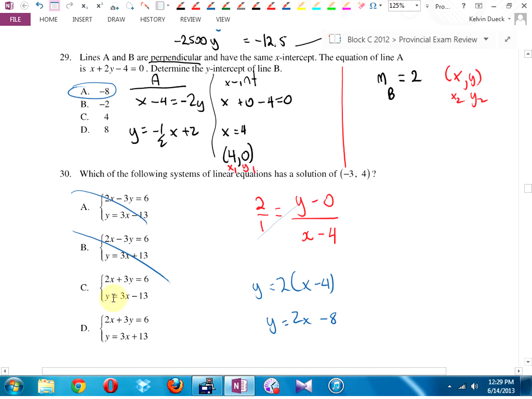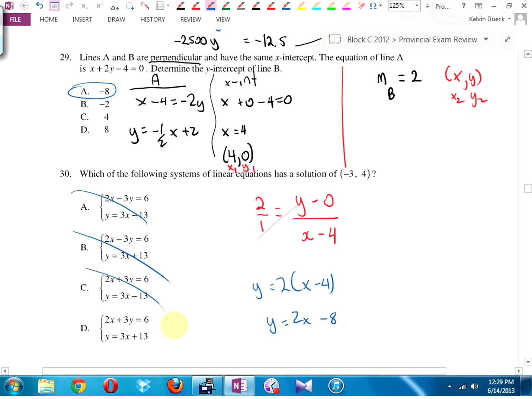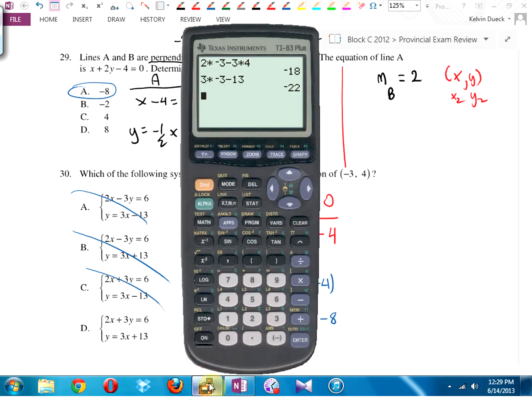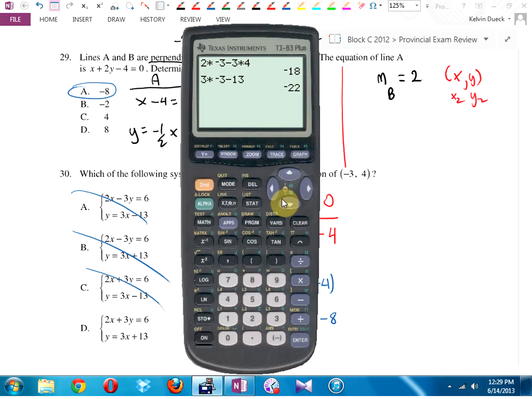Now, I notice in the second equation, they got the y by itself. Okay, I can do that too. It's going to be 3 times negative 3 minus 13. That's supposed to be y. And Garrett, what's y supposed to be? So apparently when I hit enter, this should be a 4. Now, if I had time, I might want to double check. So I will actually see if this works.